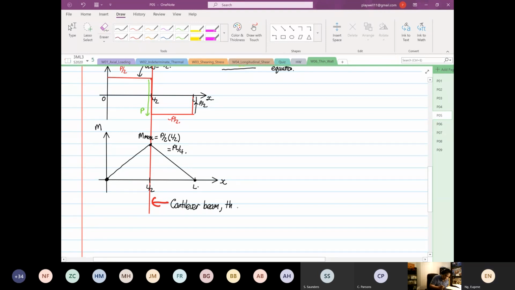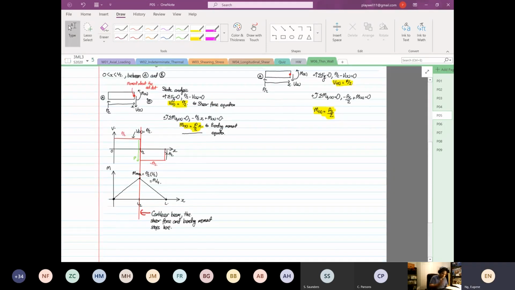the shear force and bending moment stops here. Okay, it stops there. It does not have the right hand side anymore.